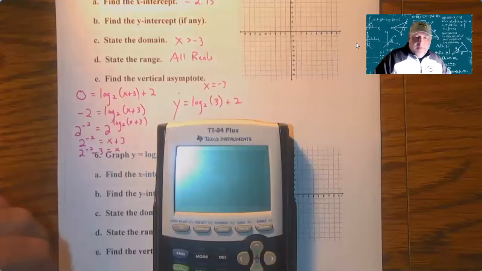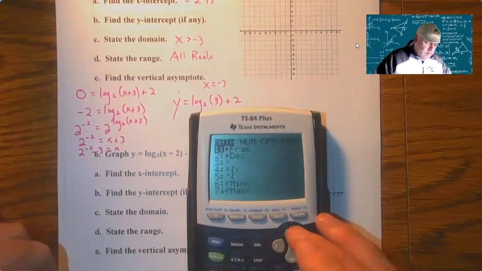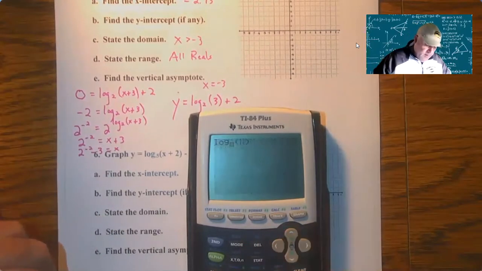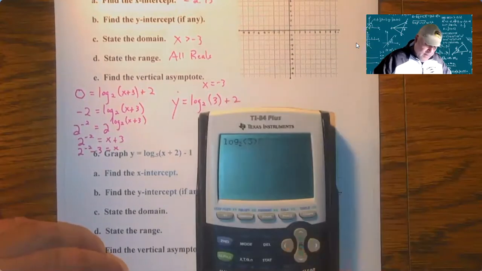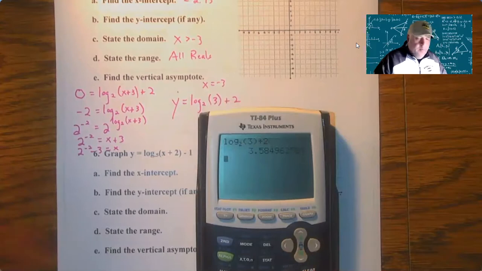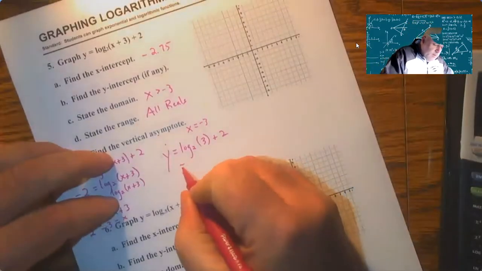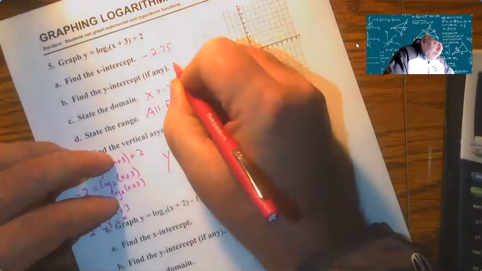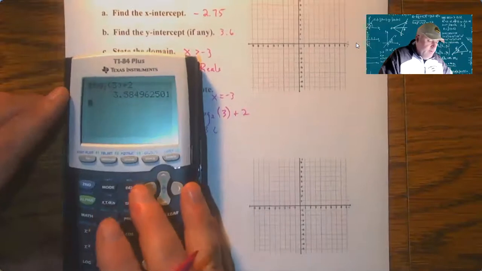So you just need to compute this. Log base 2 of 3 plus 2. This time I'll actually use my log base key, which is no problem. You can also do that. And that's about 3.6 on the y-intercept. So a little work solving for the x and y-intercept.